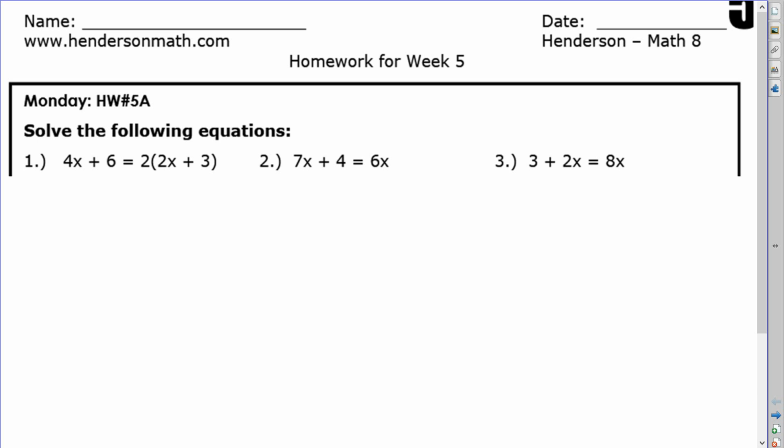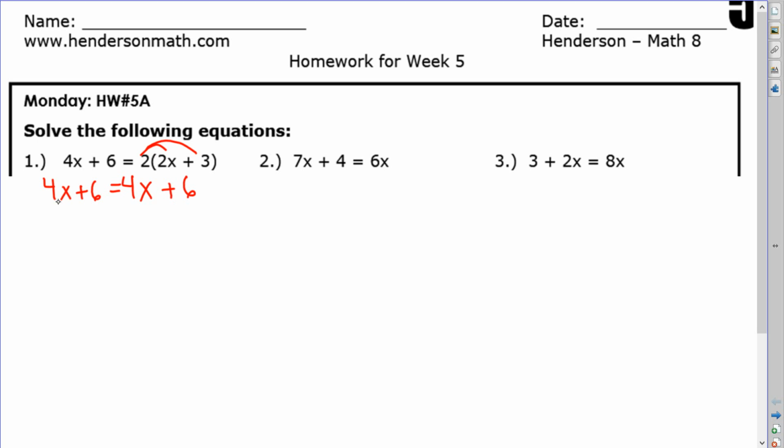So the first thing I'm going to do is take a look over here on the right side of the equation where the parentheses are. You can't use any inverse operations until after you have cleared these parentheses. So I'm going to distribute my coefficient of 2 to each term inside the parentheses. The left side remains the same, and the right side will be turned into a 4x. 2 times 2x is 4x, and 2 times positive 3 is positive 6.